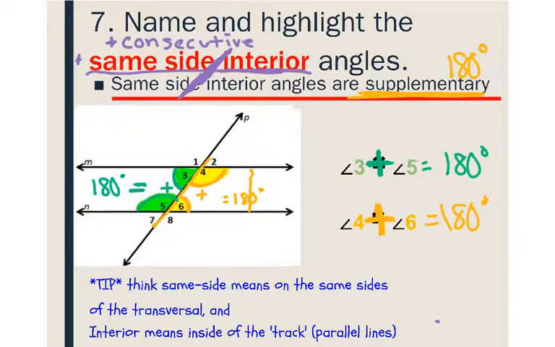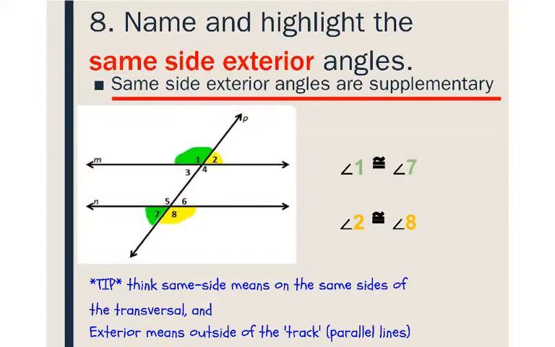Boy, you're learning so much in this lesson. Keep up with me. We're almost done. So same side exterior. This is the last one I'm going to talk about before we practice. Again, same side. I'm talking about a transversal. So they're on the same side of my transversal. Exterior, they are on the outside of my parallel lines, not in between. So they are also supplementary. In other words, they also equal 180 degrees.